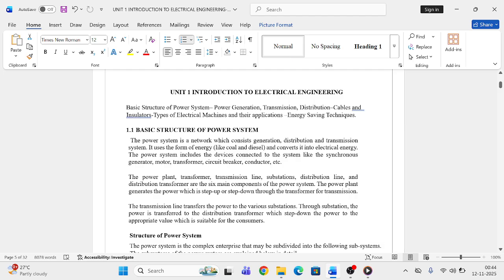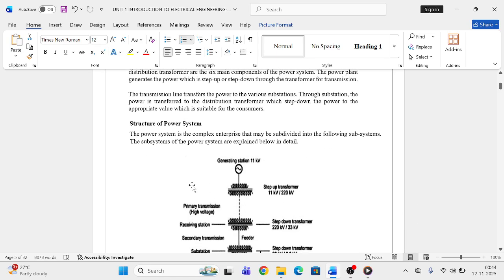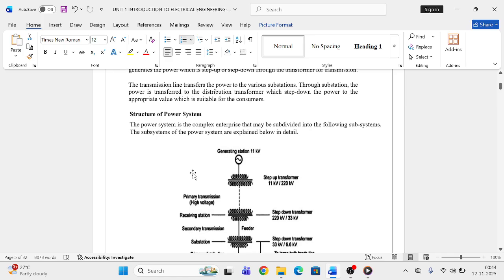The components in the power system are transformer, power plant, transmission line, substation, distribution line and distribution transformer. Then we are going to see about the structure of power system.